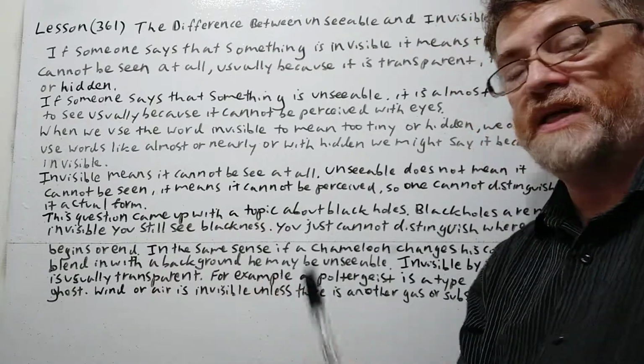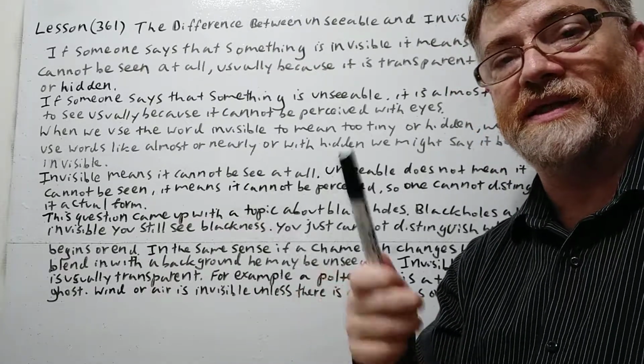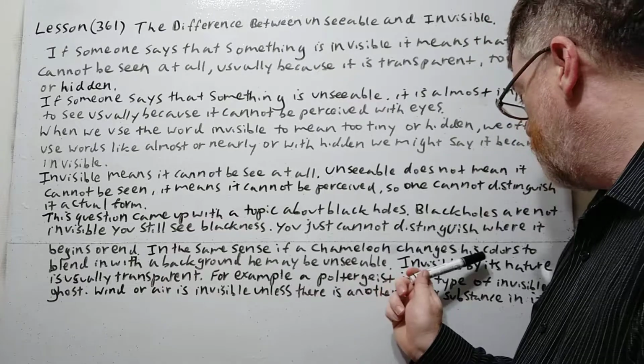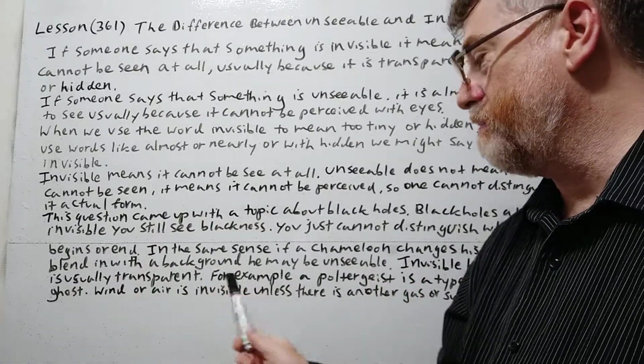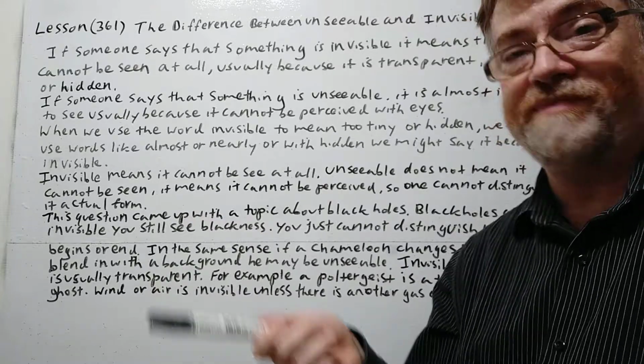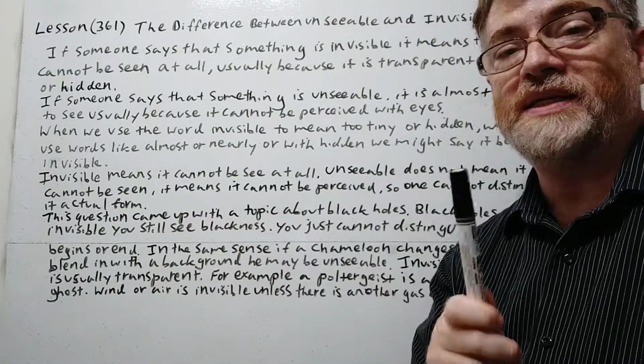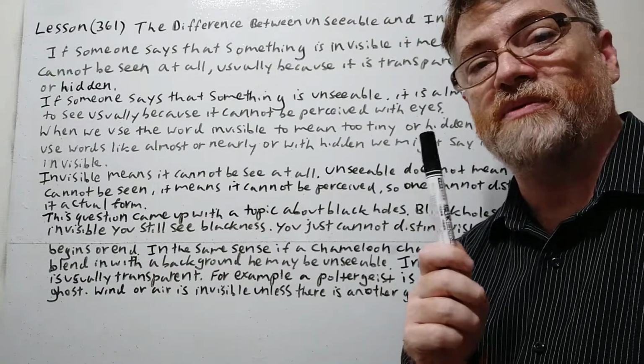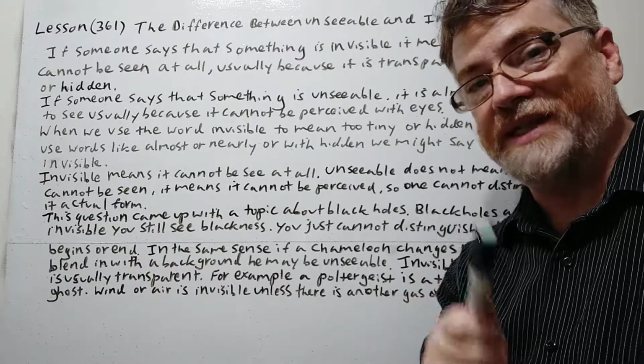In the same sense, if a chameleon, like the little lizard type creature, changes his colors to blend in with the background, he may be unseeable. Again, he wouldn't be invisible. He'd be right there. But in this case, this is a case where you would probably use unseeable. He's not really invisible.